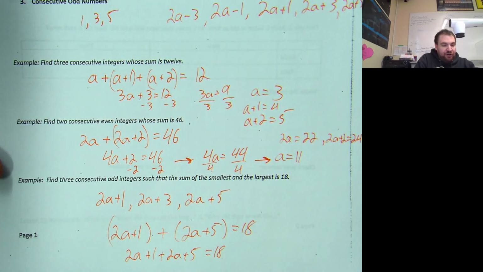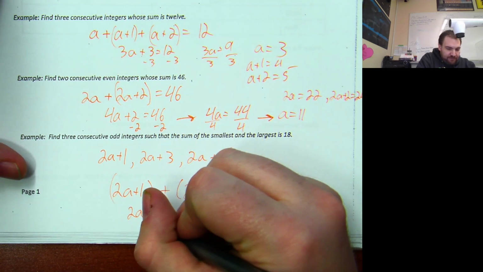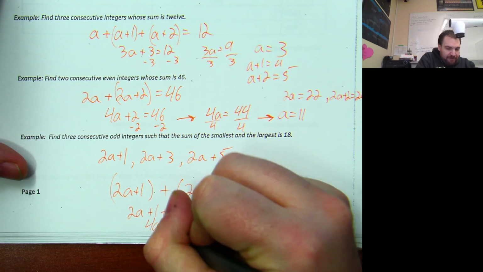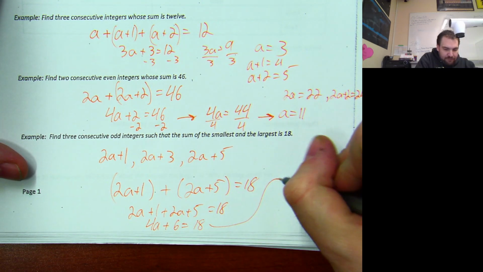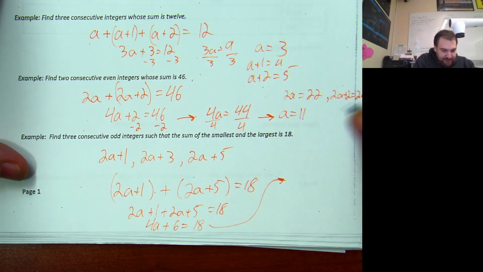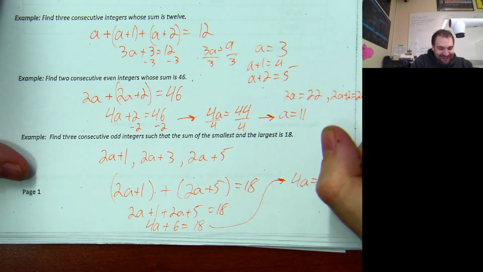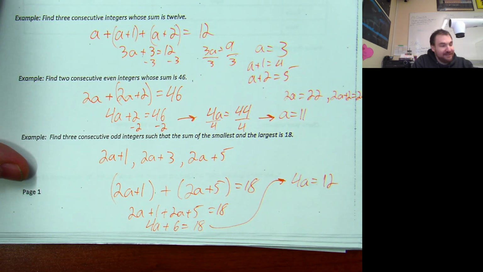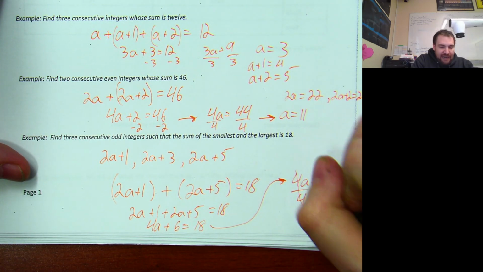I can group my like terms. If I group my like terms, what am I going to get? 4a plus 6 equals 18. I can take away 6, giving me 4a equals 12. Now I divide both sides by 4. a is 3.